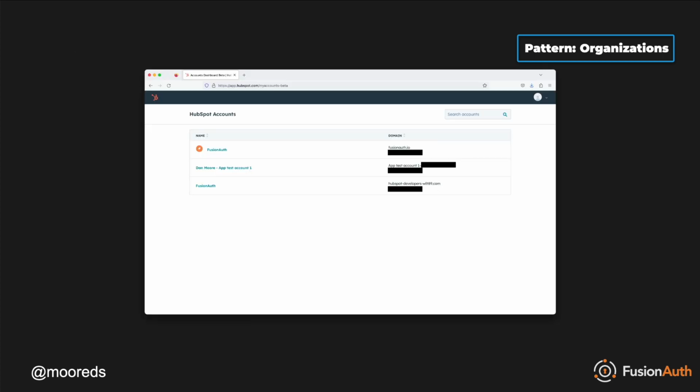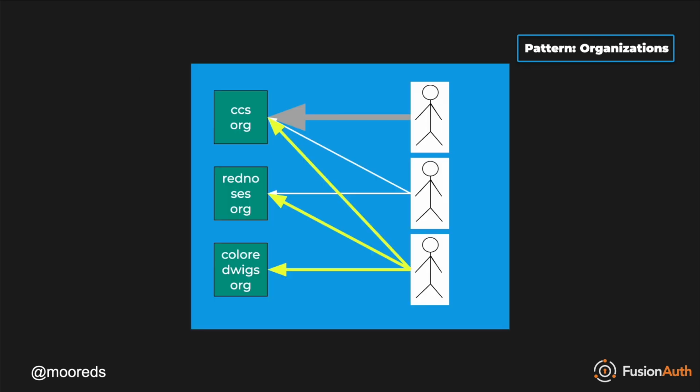So here's an example of HubSpot. I've created a couple of different accounts because I was messing around with the HubSpot API. After I log in, I'm presented with a screen asking which account I want to enter into. We have our Cosmos Clown Store org, our Red Noses org, and our Colored Wigs org. You can see that the user at the top only has access to the Cosmos Clown Store org. The user at the bottom has access to all three organizations.